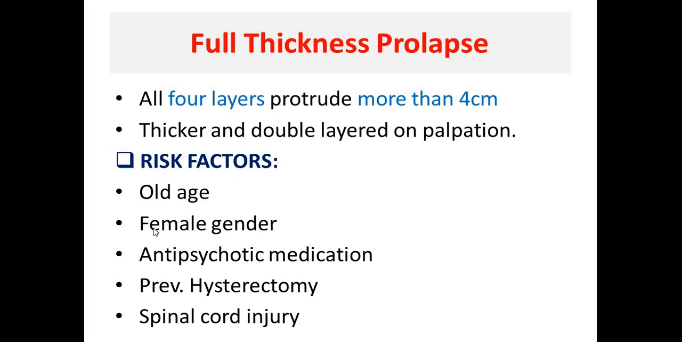Third one is the people who take antipsychotic medication are also at an increased risk of developing full thickness prolapse. If a female has previous history of hysterectomy, or a person has some spinal cord injury, he or she is also at an increased risk of developing full thickness or complete prolapse.